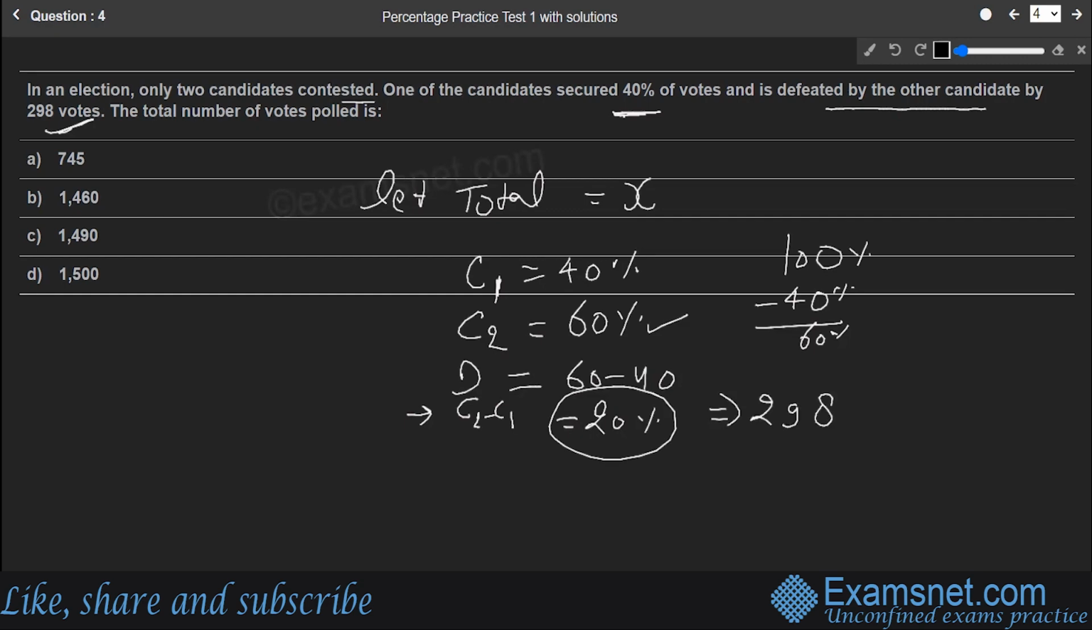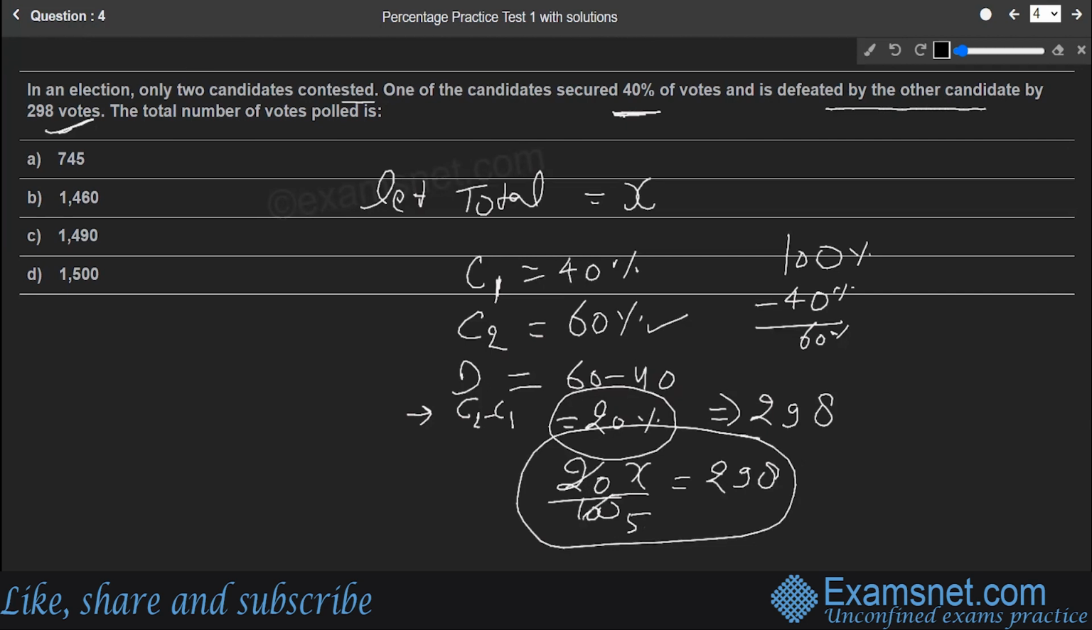This difference is already given to us as 298. So clearly we are supposed to make 20% of x equal to 298, because 20% of the total is 20% of x, that is 20 by 100 into x is equal to 298. This is the mathematical expression that we get, and we are supposed to solve this for x. So we can cut this 20 and 100 by 5, where the x value comes out to be 1490, that is 1490 votes. So these are the total votes, 1490. It's available in option number C, which becomes the right answer.